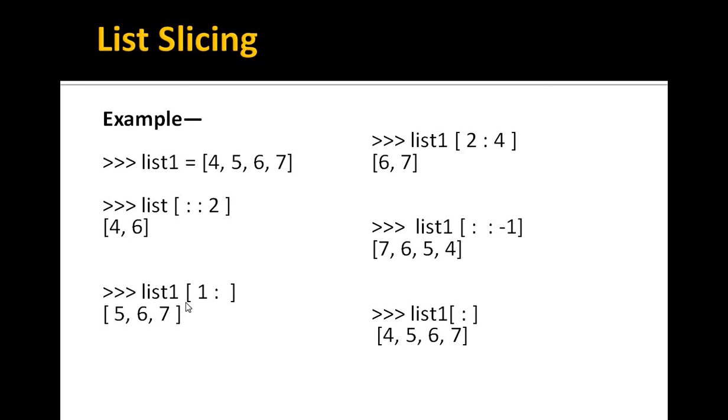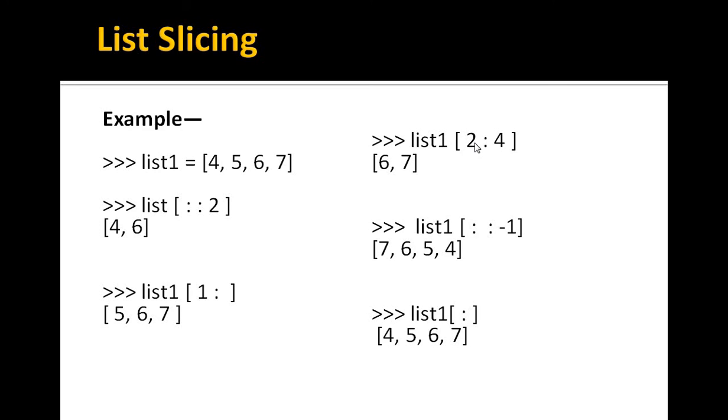In the next example, the list has been passed with a start position, that is 1. At position 1 the value is 5, and the end position is not given, step is also not given, so it will go up to the end of the list starting from position 1, that is 5, 6, 7 is written.